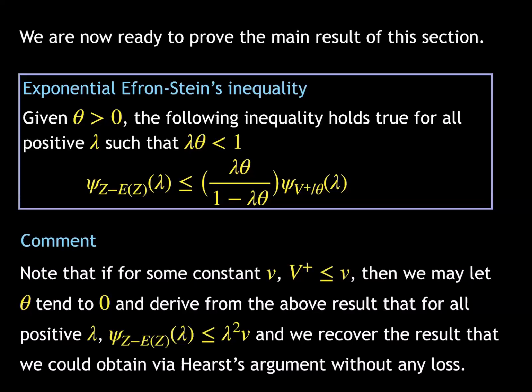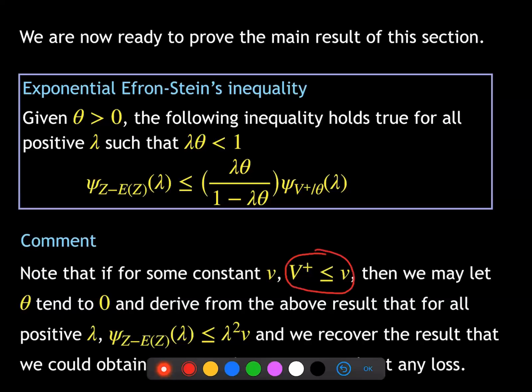So if you assume now that V plus is less than a constant, just because you have this tuning parameter in your pocket, you may let it tend to 0, and you may derive from the statement above that then the variable is sub-Gaussian. Okay? So exactly as if you would have used this inequality here directly in the symmetrization lemma, as we did before. So you can recover the result just because you have this tuning parameter in your pocket. Okay?